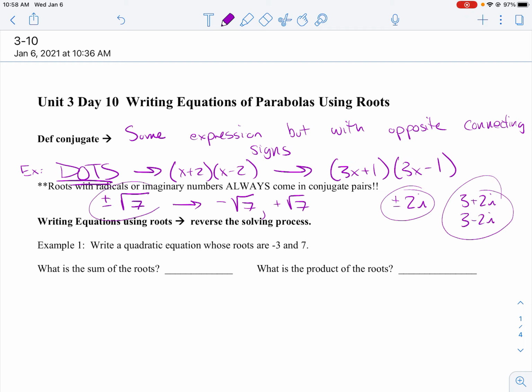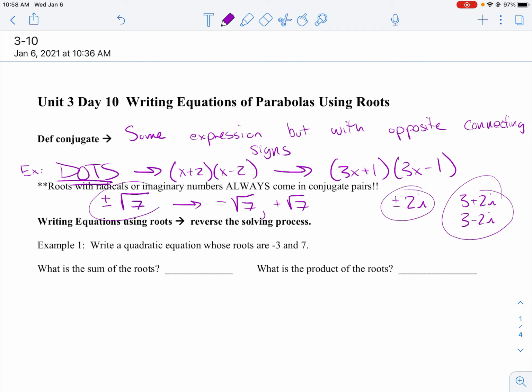That's what that means. So whenever you're given a root or an imaginary number, if they don't tell us the other conjugate, we have to assume it. And we'll see those problems as we get down below. So let's try an easier one. It says writing equations using roots. Reverse the solving process. So let's talk about that.